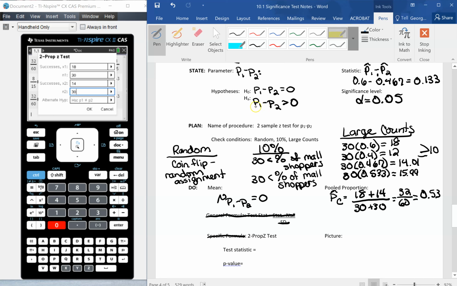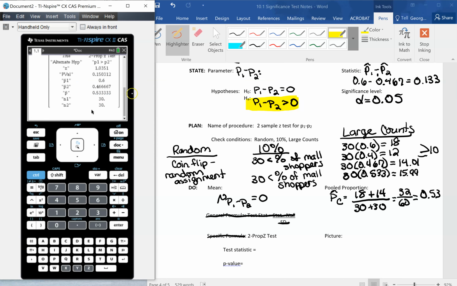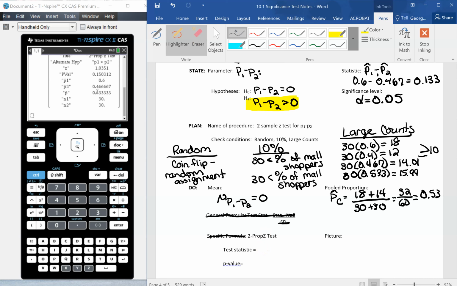Now we have to go back and look at our alternate hypothesis. My alternate hypothesis is right here. It was P1 is greater than P2. So hit that drop down and look for greater than. Alright, hit OK, and it spits it all out at you. What we care about is the z-score, which is the very first one there, and then the p-value, the second one. So our test statistic is our z. Z equals 1.035, and our p-value is 0.1503.